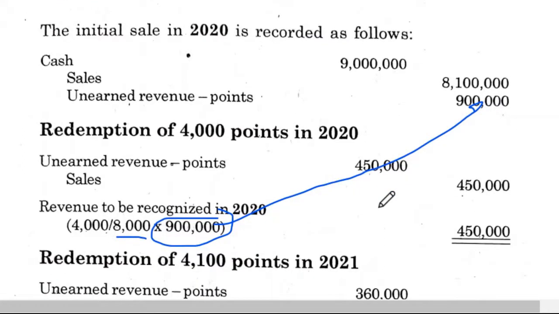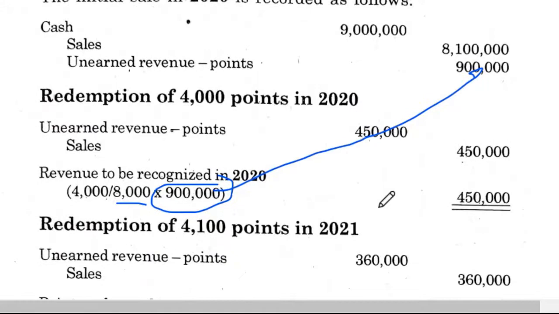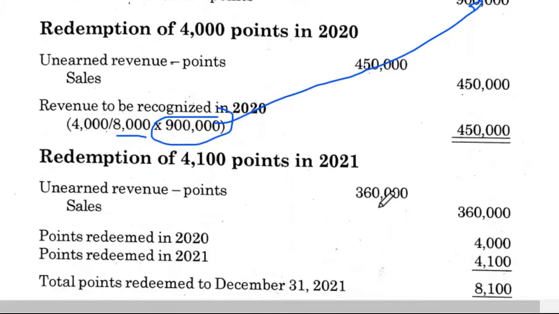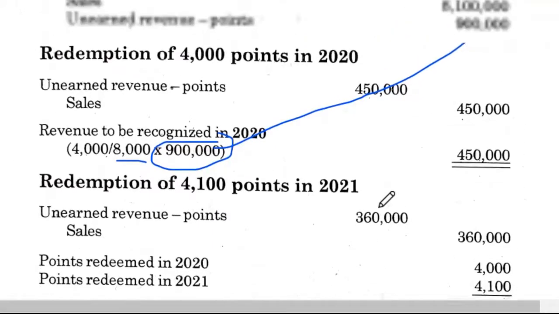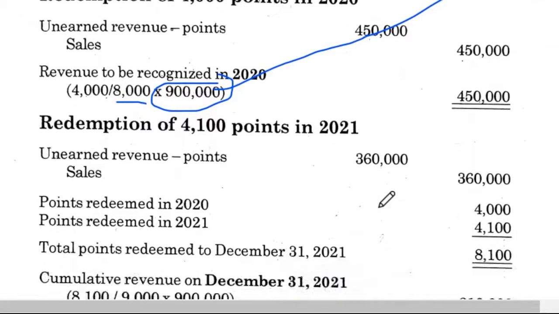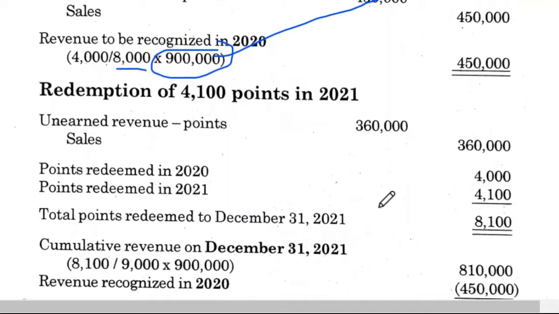So you will get 450,000 unearned revenue points. Then for 2021, there would be redemption. Okay, so redemption of points in 2021, total of 4,100. Now, how much would be the amount that we have to recognize in 2021?